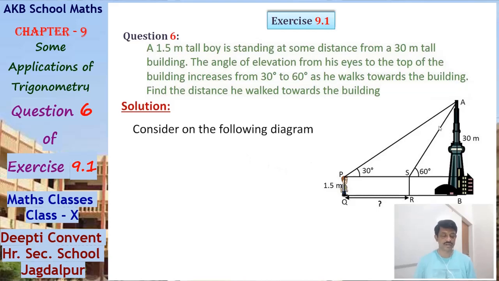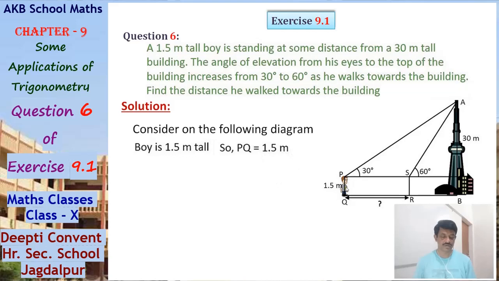Clear? Now here this is the building AB. Clear? Now the 1.5 meter tall boy is here. He is walking towards the building. Suppose we use this type of notation. Here the boy is 1.5 meter tall, and so PQ equals 1.5 meter.